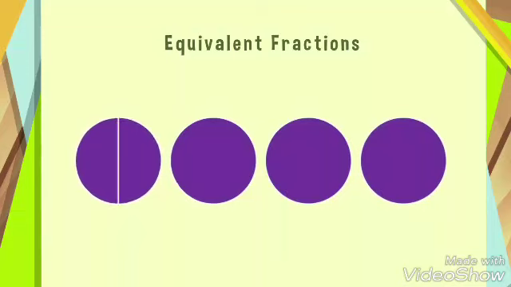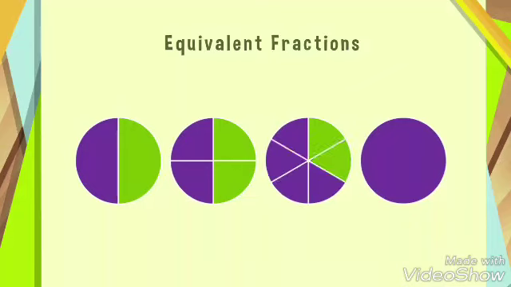Divide the first circle in 2 equal parts and shade one part. Divide the second circle in 4 equal parts and shade 2 parts. Now, divide the third circle in 6 equal parts and shade 3 parts. Lastly, divide the fourth circle in 8 equal parts and shade 4 parts.